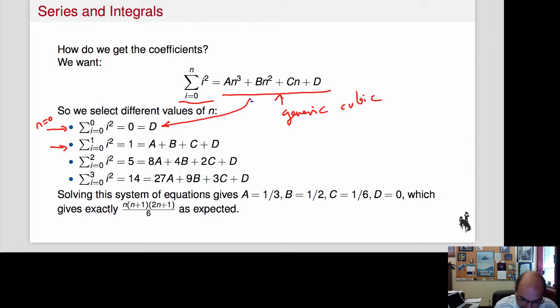This d actually comes from that, okay? So that tells me that d has to be equal to 0. Then what we do is try n equal to 1. I can actually choose any different n's that I want, but it makes sense to pick the smallest ones that are going to work.